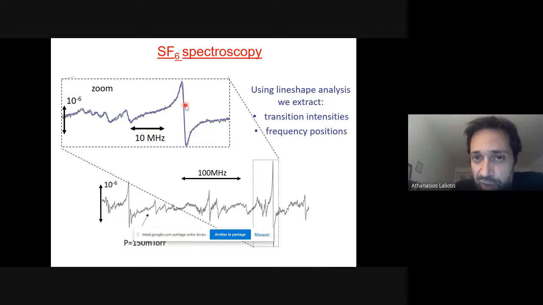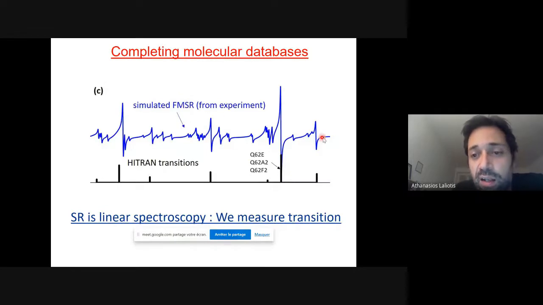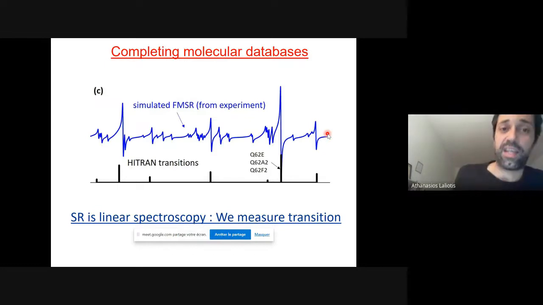So just to give you an idea of why this is an interesting thing to do, I'm showing you here a simulated selective reflection spectrum with all the transitions that we actually see. And these are the transitions that are actually predicted by the database. Okay, so you have a lot of transitions that are missing, and therefore our experiments can contribute something to these databases.